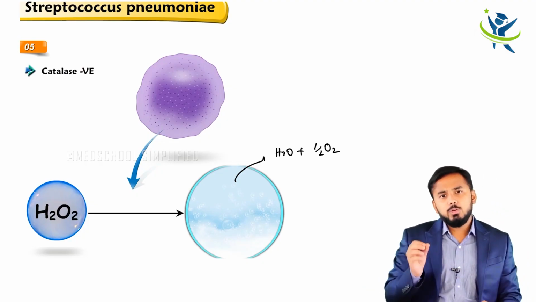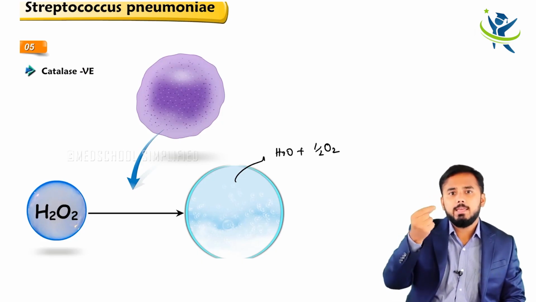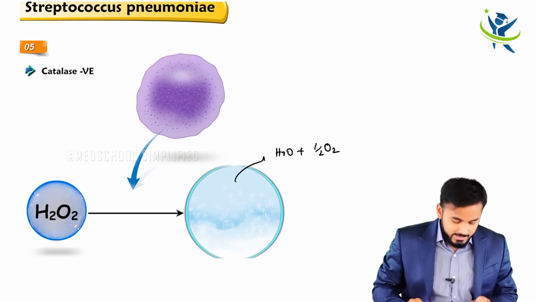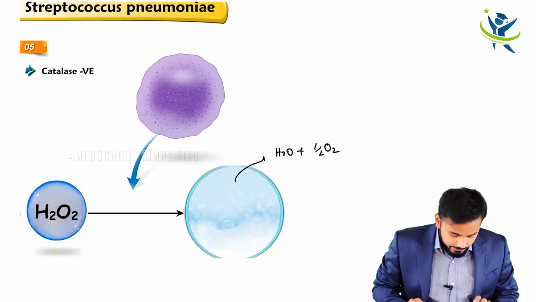But anyways, you need 10 ml of oxygen to cause an air embolism, so nothing to worry about that. So property number 5, this bacteria is a catalase negative bacteria. Okay.